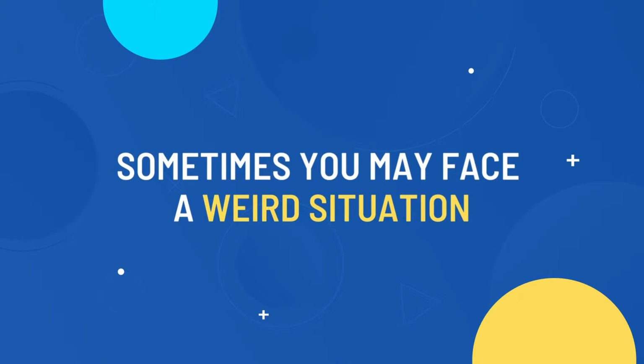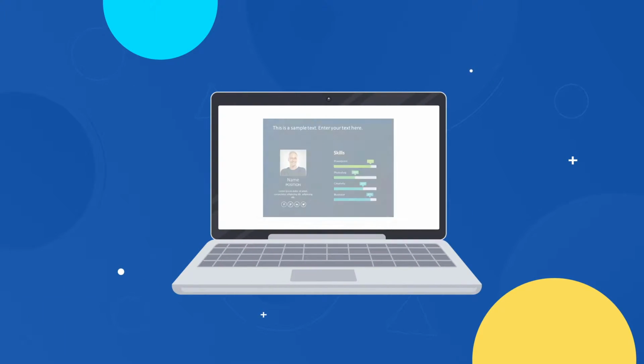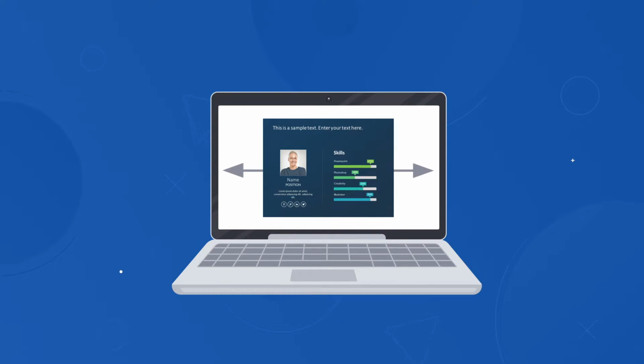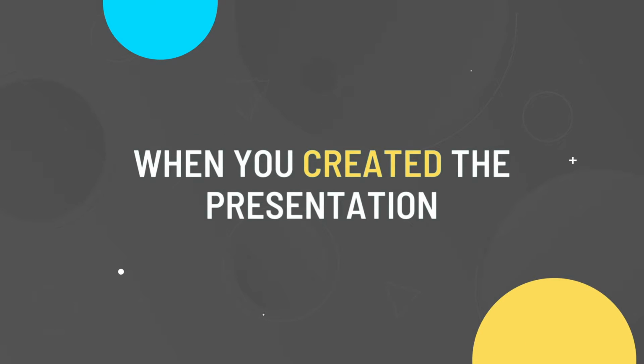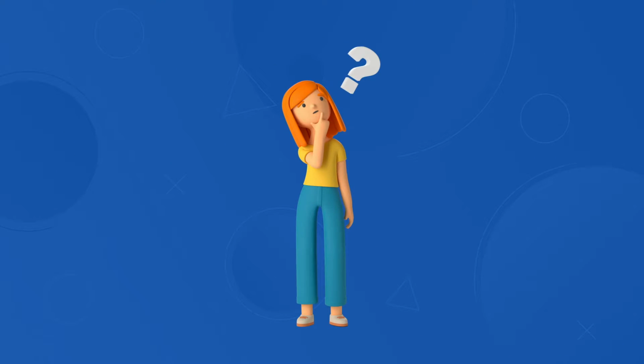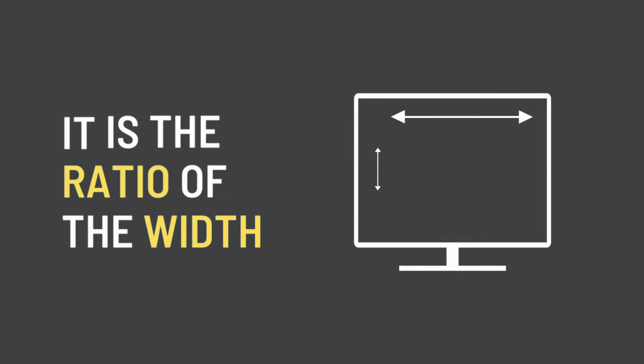Sometimes you may face a weird situation. Your presentation may not cover the whole screen when you project to a screen. Why does this happen? This is because of the aspect ratio you used when you created the presentation. So what is the aspect ratio? It is the ratio of the width and height of the screen.